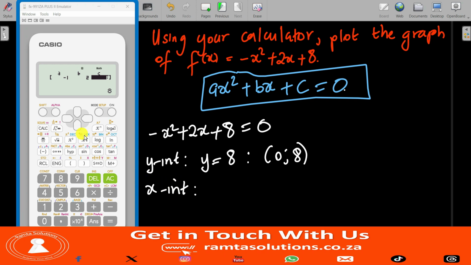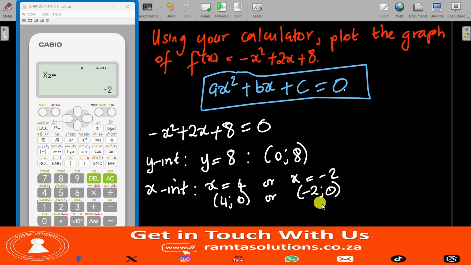Now that you have put these values into your calculator, press equal to find your first x value, which is x equals 4. What is the second one? The second one is x equals negative 2. Indeed, if you were to solve this, you will get these values. So those coordinates are (4, 0) and (-2, 0). Okay, good.